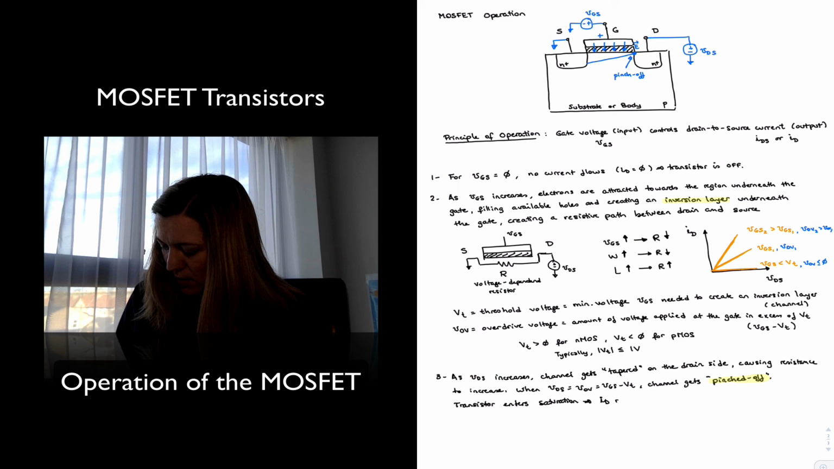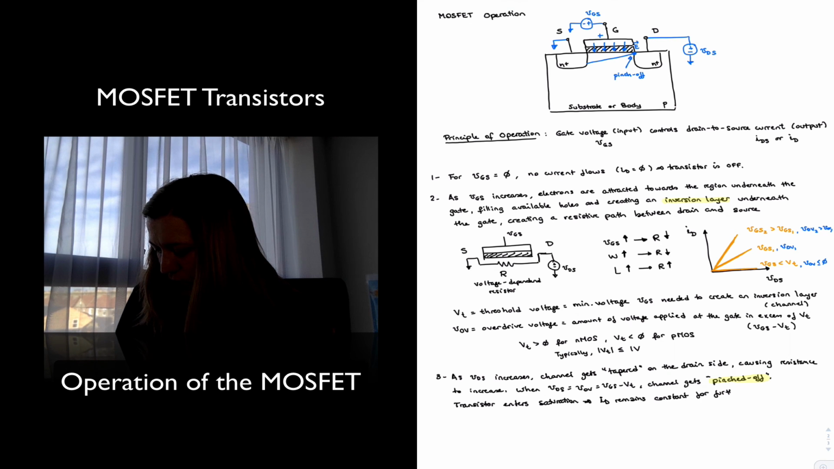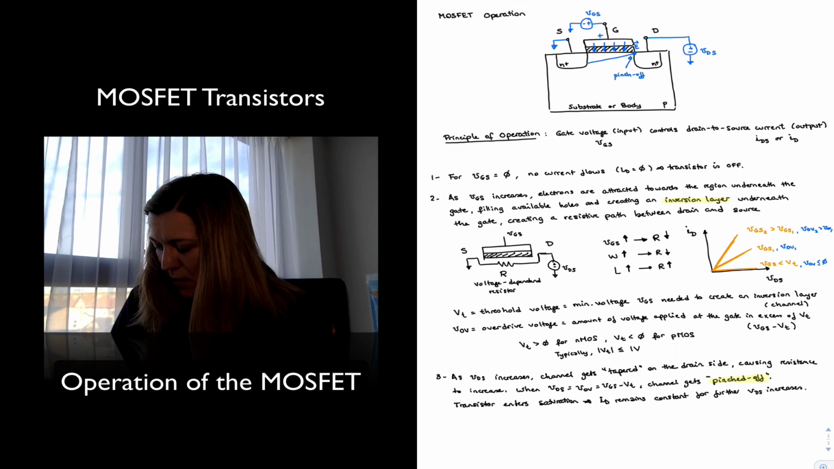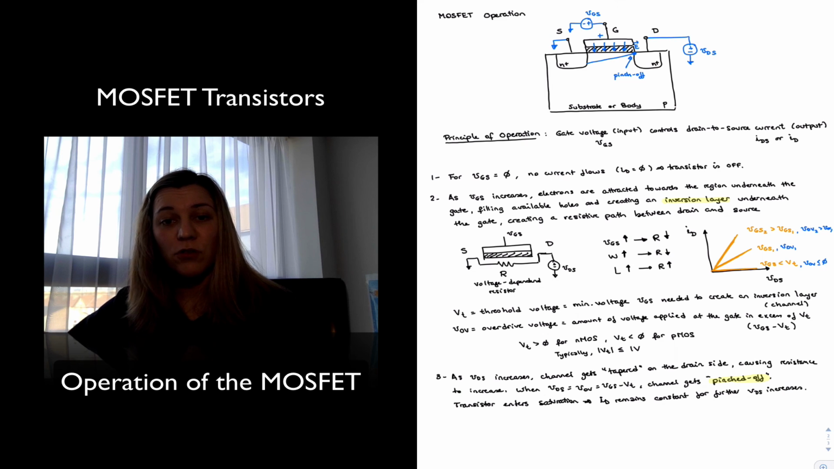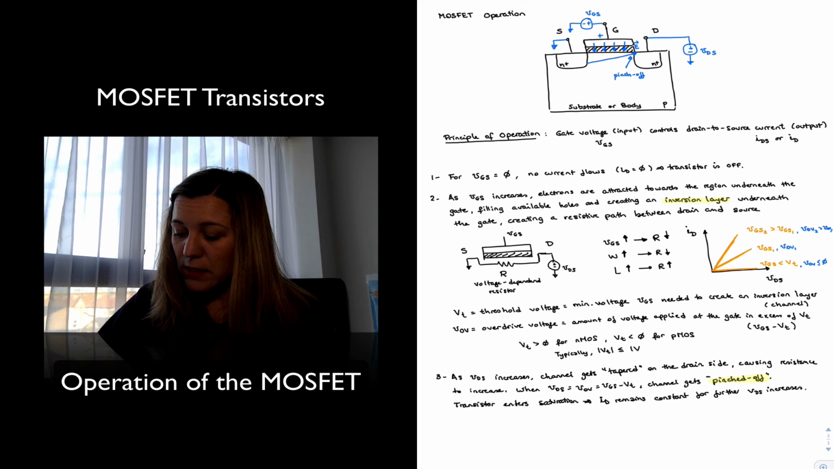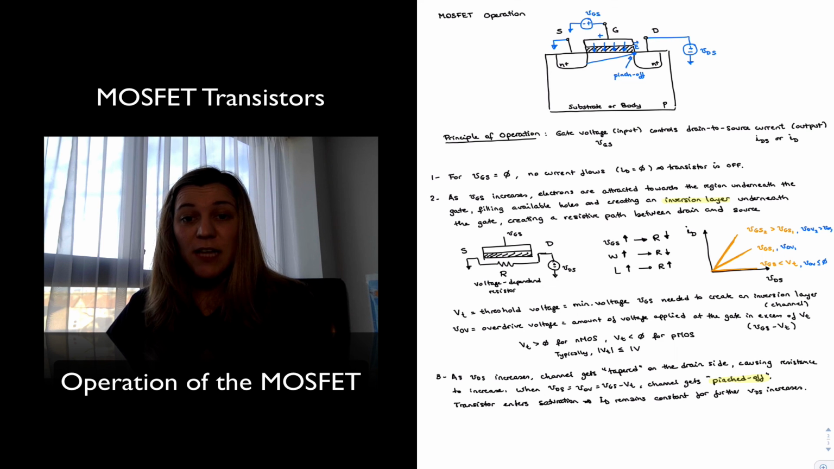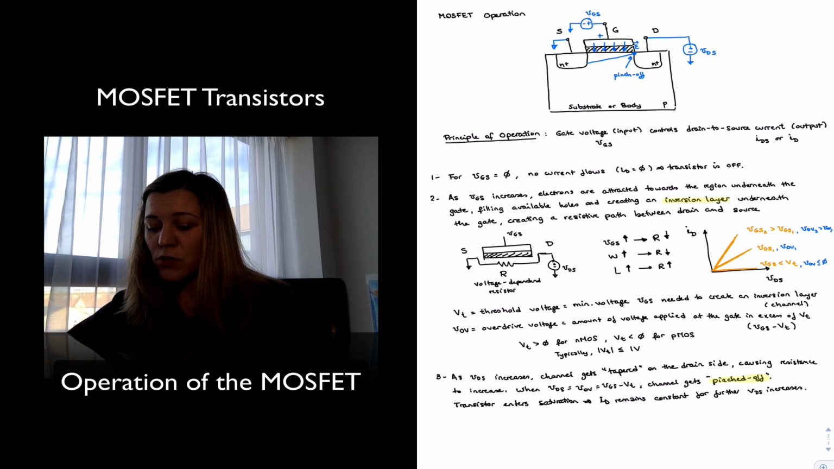So ID remains constant for further VDS increases. And you may think, well, that makes sense. If the channel is pinched off, then it will not continue to taper, and so it will just remain constant. The reality of it is that as you keep increasing VDS, the channel actually recedes, because if VDS goes higher than the overdrive voltage, then there is no inversion layer on that end.